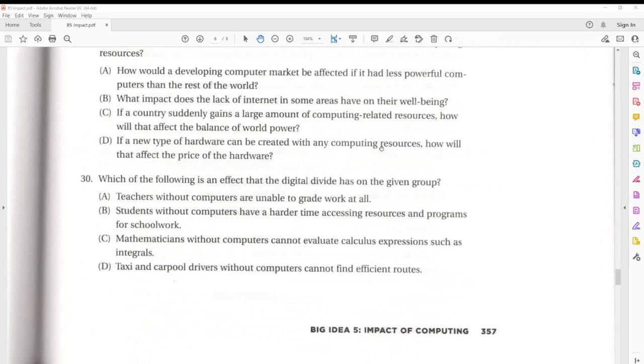Number 30, which of the following is an effect of digital divide? Okay, so let's see. A, I think yes, okay. It's not digital divide, okay. So a student with a computer has a hard time without a computer. So this one actually, yes, it's an effect. So number 30 is B.